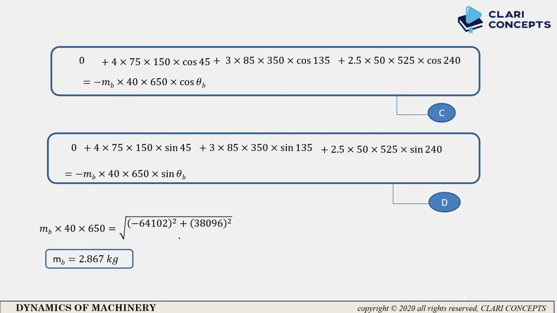Now if you want to find theta b, then take the ratio of D by C. On the left-hand side I have written all the known values. On the right-hand side is tan theta b, where mb cancels out, and 40 and 650 also. So by taking the inverse you will find the theta b value, which is 329.3 degrees in the anticlockwise direction from the x-axis.